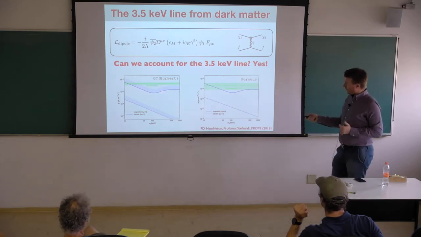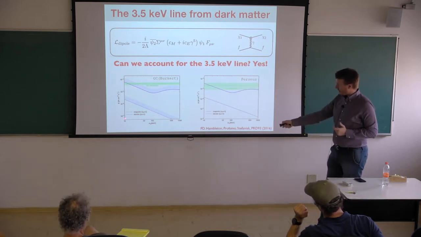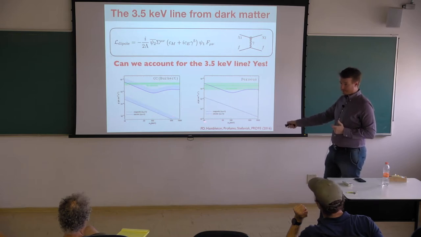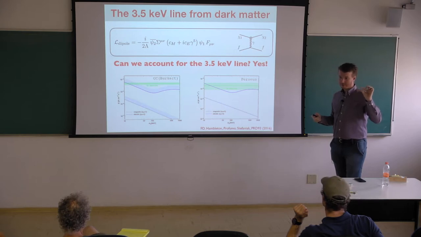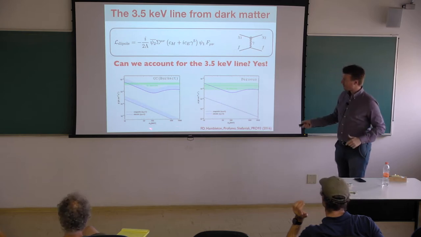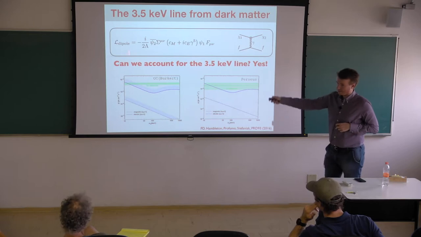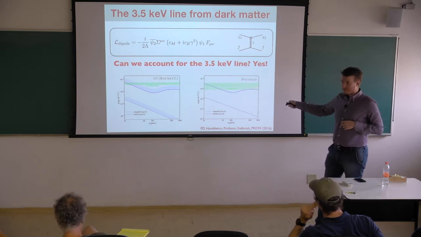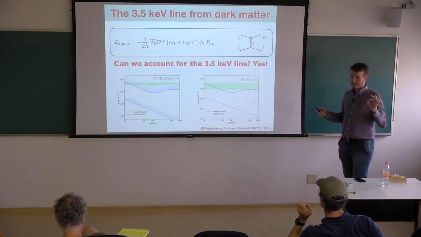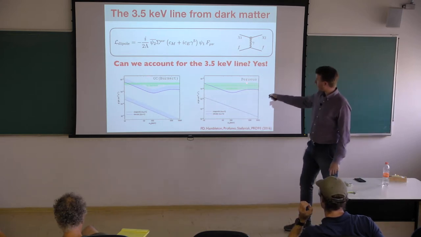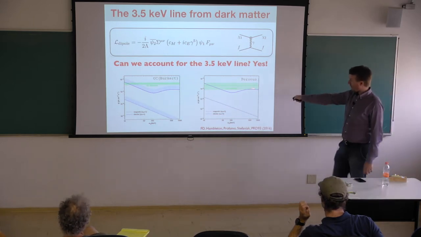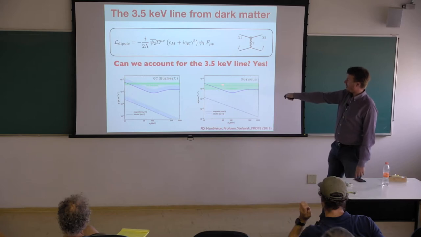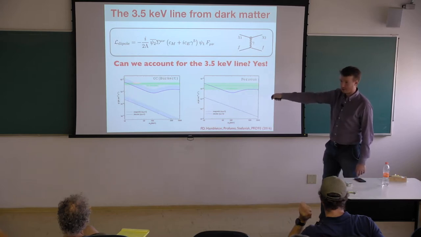So in this plot here, you have the overall mass on the horizontal axis. The mass splitting here is set to 3.5 keV, of course, because we want to reproduce the line. And here is the flux of photons. The green band is the observed amount of photons for the 3.5 keV line in the galactic center and in the cluster Perseus. So my theory has to produce an amount of flux which fits within this band.